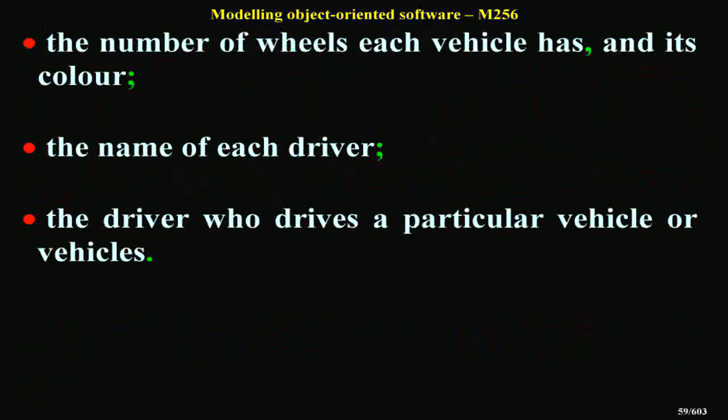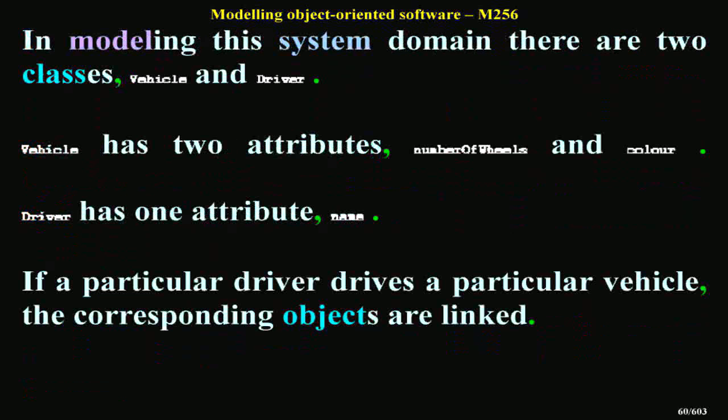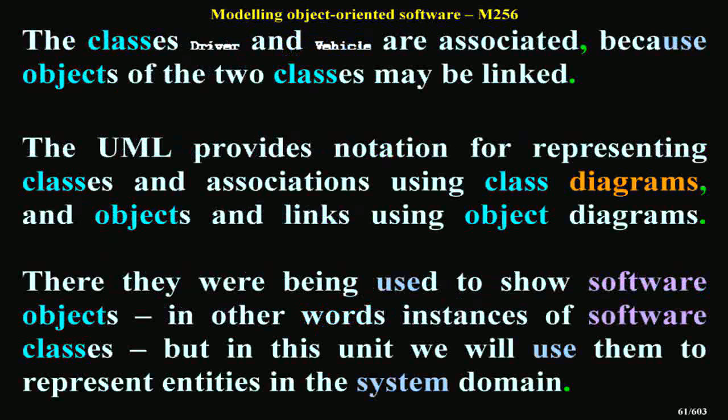The number of wheels each vehicle has, and its color. The name of each driver. The driver who drives a particular vehicle or vehicles. In modeling this system domain there are two classes, Vehicle and Driver. Vehicle has two attributes, and Driver has one attribute. If a particular driver drives a particular vehicle, the corresponding objects are linked. The classes Driver and Vehicle are associated because objects of the two classes may be linked.